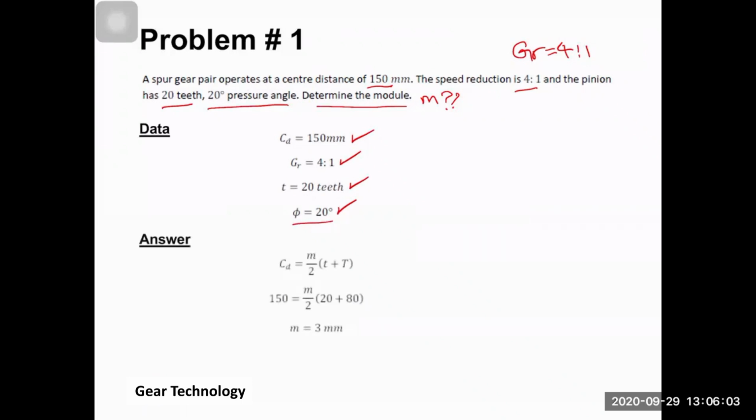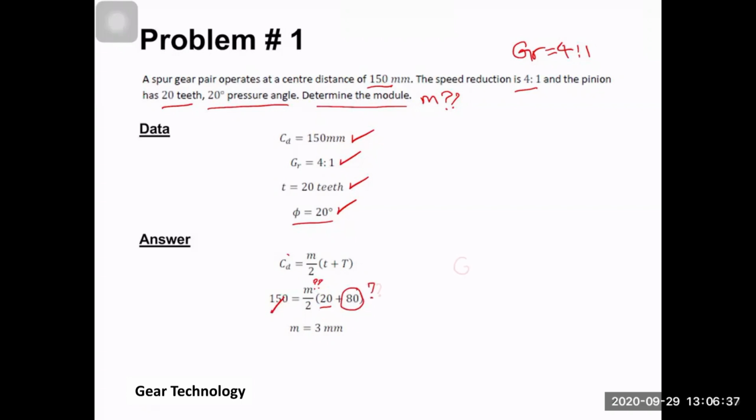Here is the equation that links the center distance to the module and the number of teeth, right? So first, the center distance CD is equal to m over 2, which is the module over 2, multiplied by T, which is the number of teeth on the pinion, plus the number of teeth on the gear, right? So the center distance is given as 150. The module is unknown. And then the number of teeth on the pinion is 20, but the number of teeth on the gear is 80.